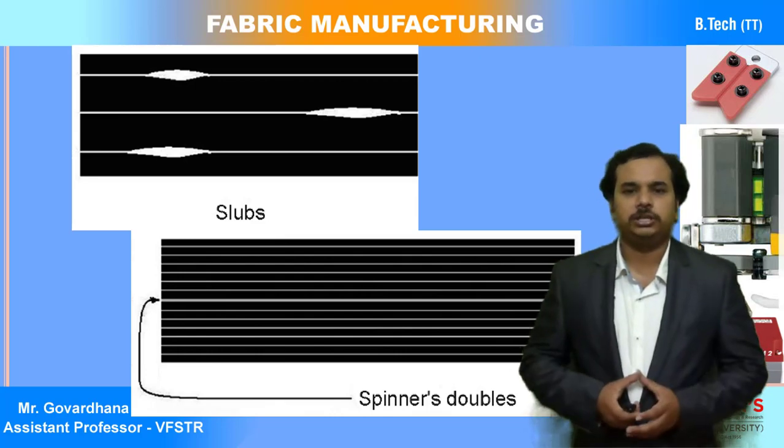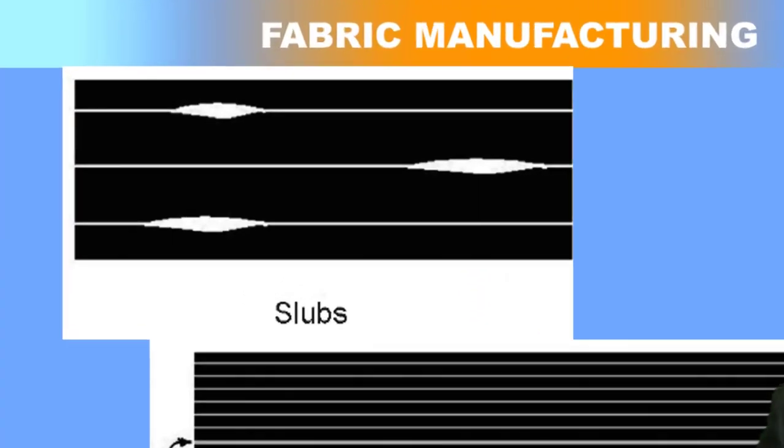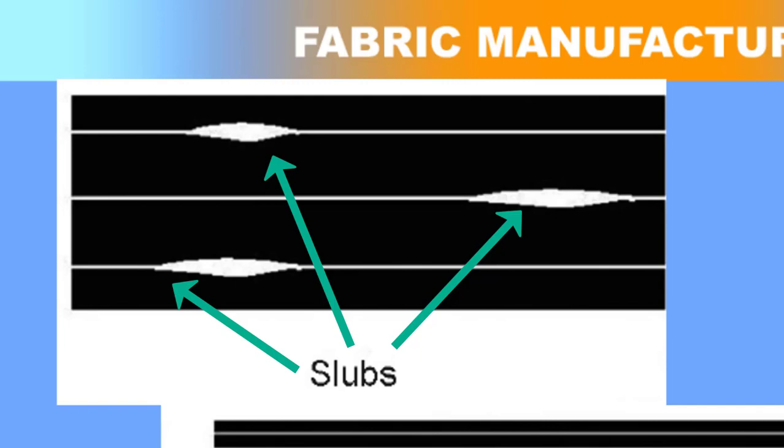Now you can observe these two images. Where the slabs are, you can observe there are thick parts in the yarn. In one area there is a thick place, which is nothing but a bunch of fibers present in the yarn. So this is called a slab.